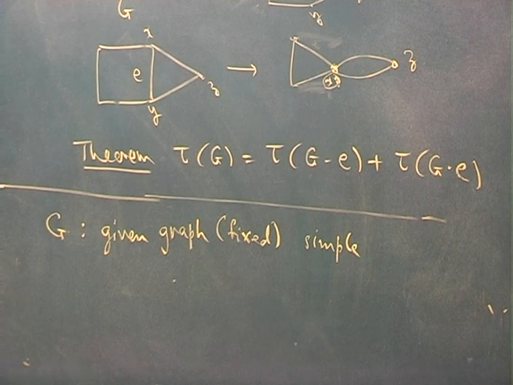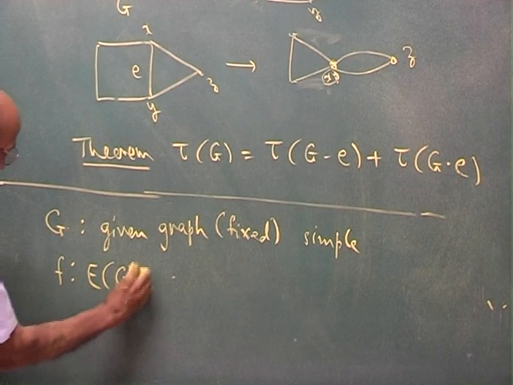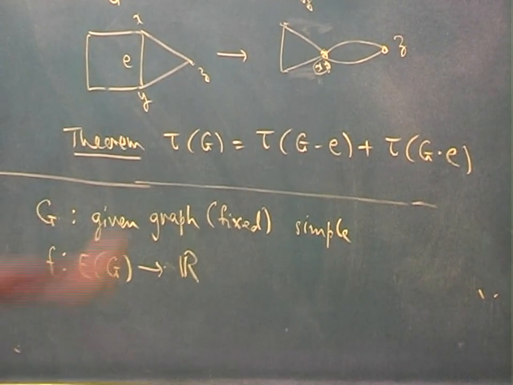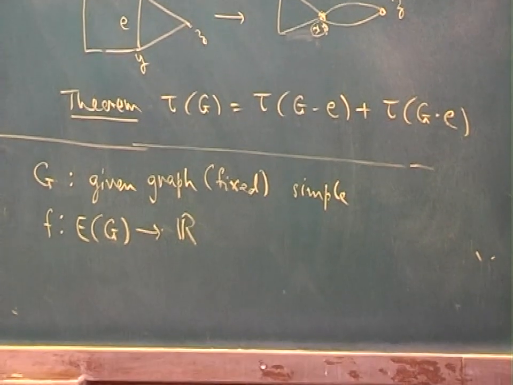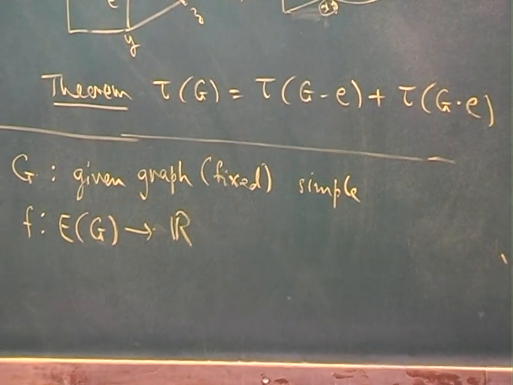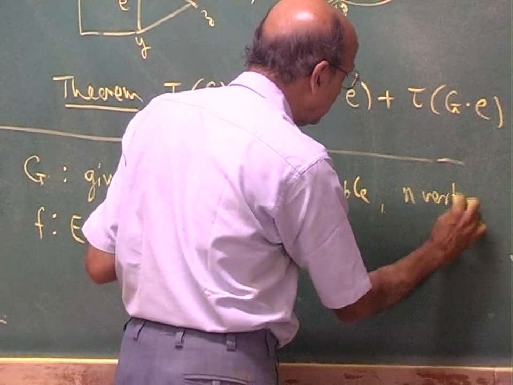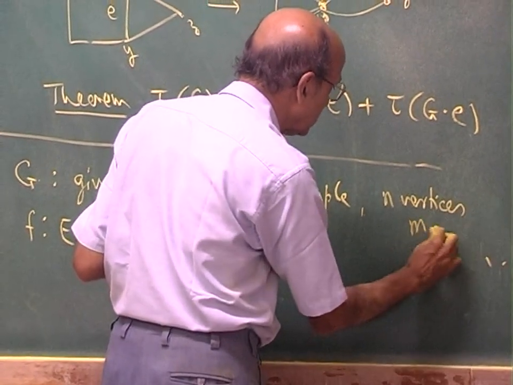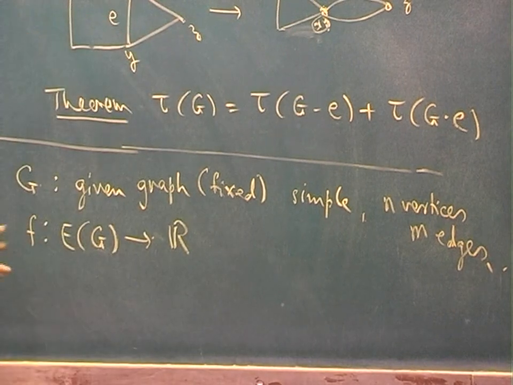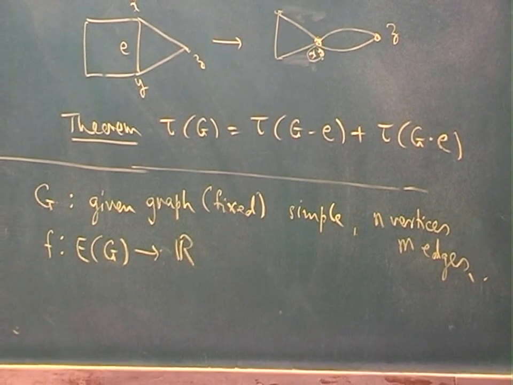So what is the rough idea of what is going to come? We are going to construct functions to the field of real numbers, let's say. So let's assume that you have n vertices, m edges. So this is a function whose domain has m elements and is a real valued function.